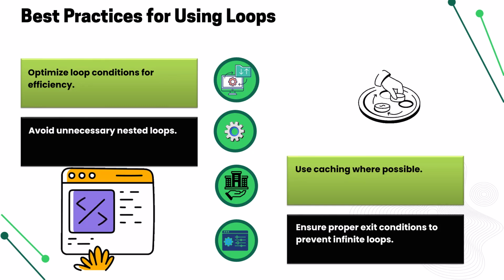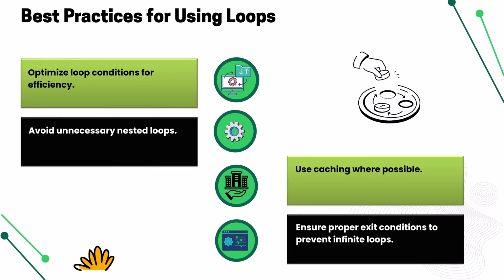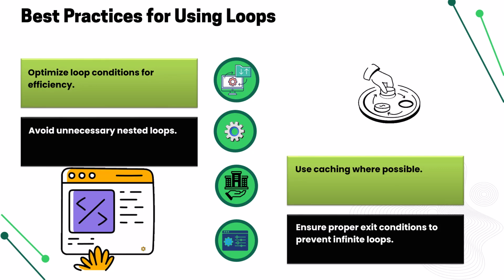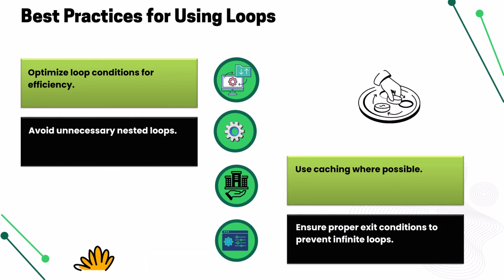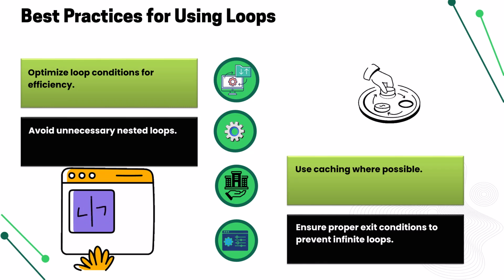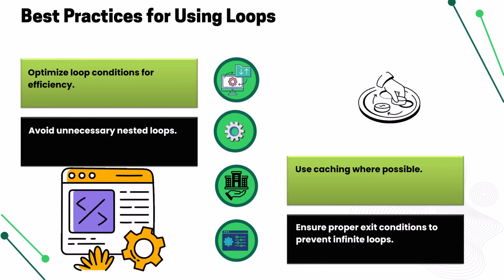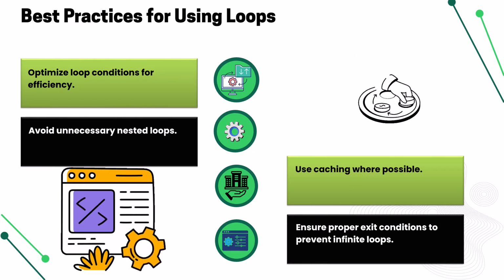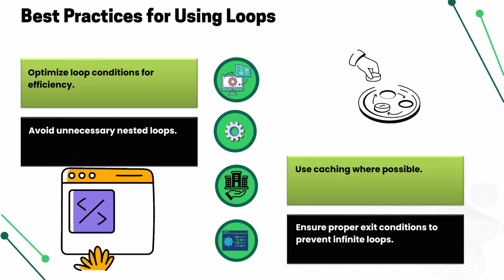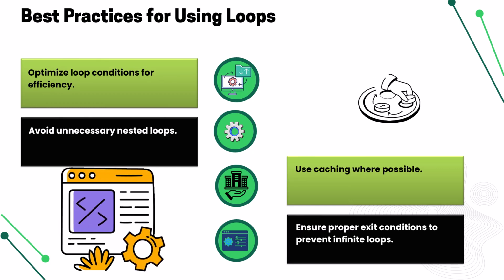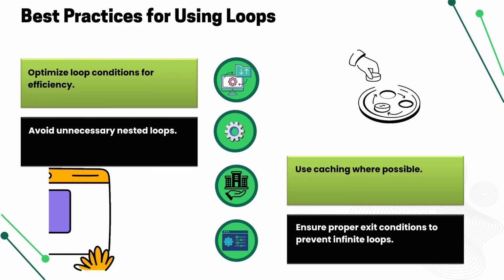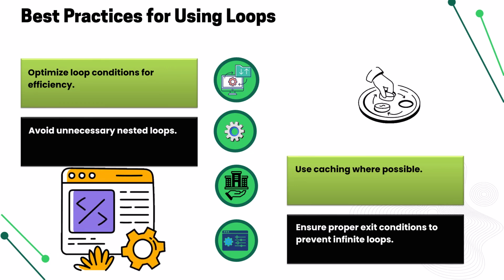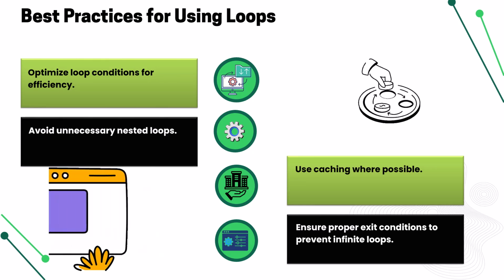Loops are powerful, but reckless looping can cause trouble, like asking too many follow-up questions in a conversation. Efficient conditions keep our loops running smoothly, avoiding unnecessary nesting helps prevent headaches, and caching speeds things up. Most importantly, defining clear exit conditions ensures we don't end up stuck in an eternal loop. Unless, of course, you want a code-driven existential crisis.